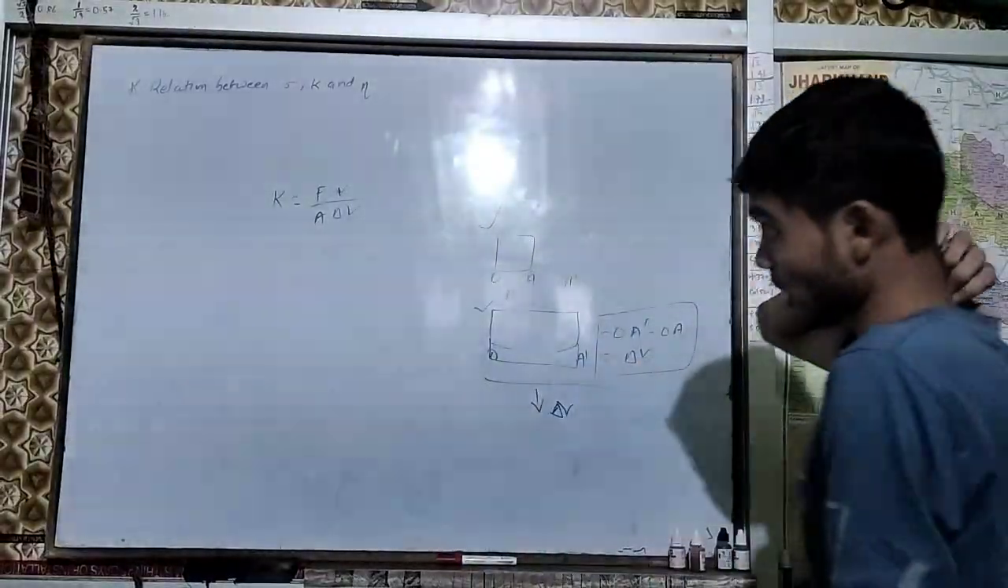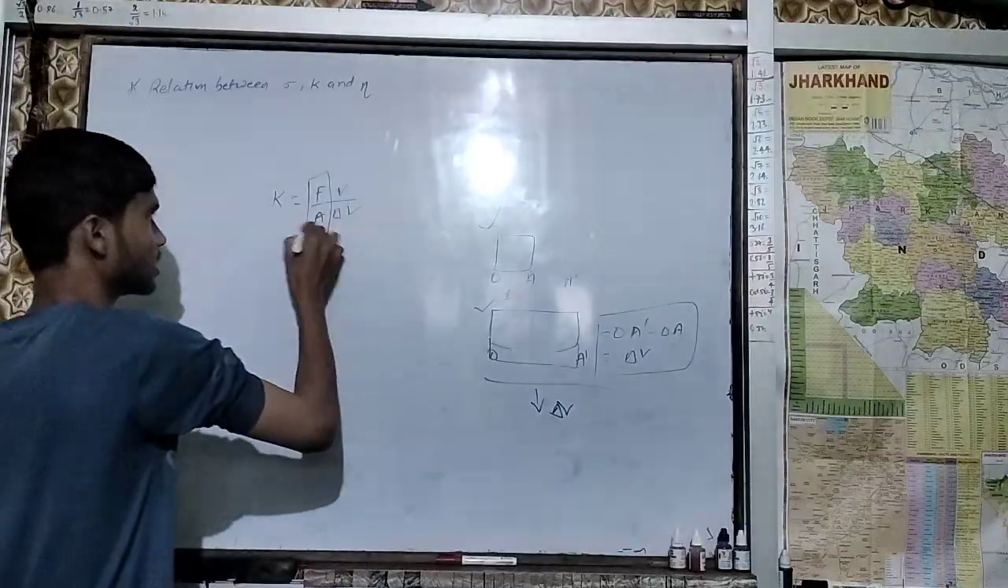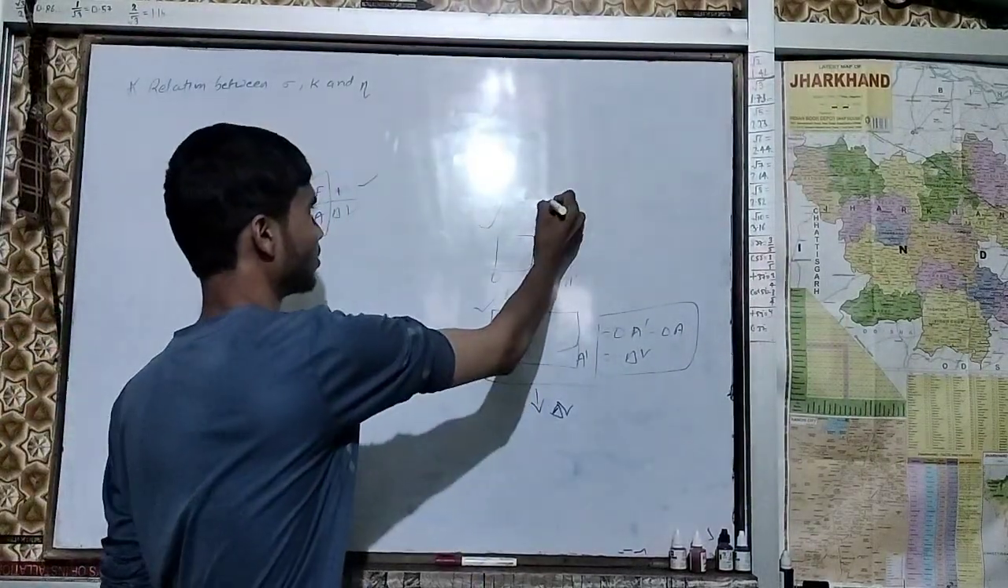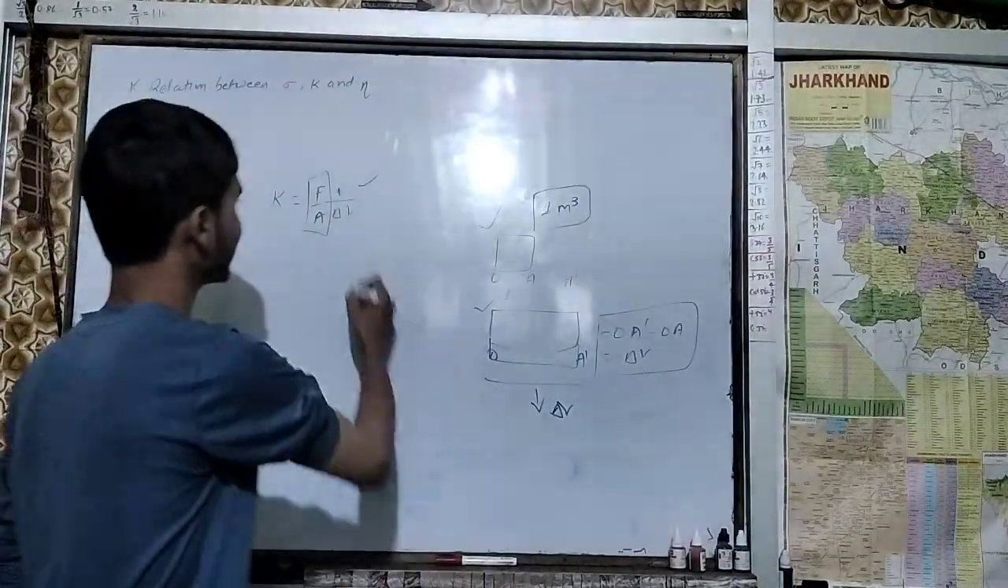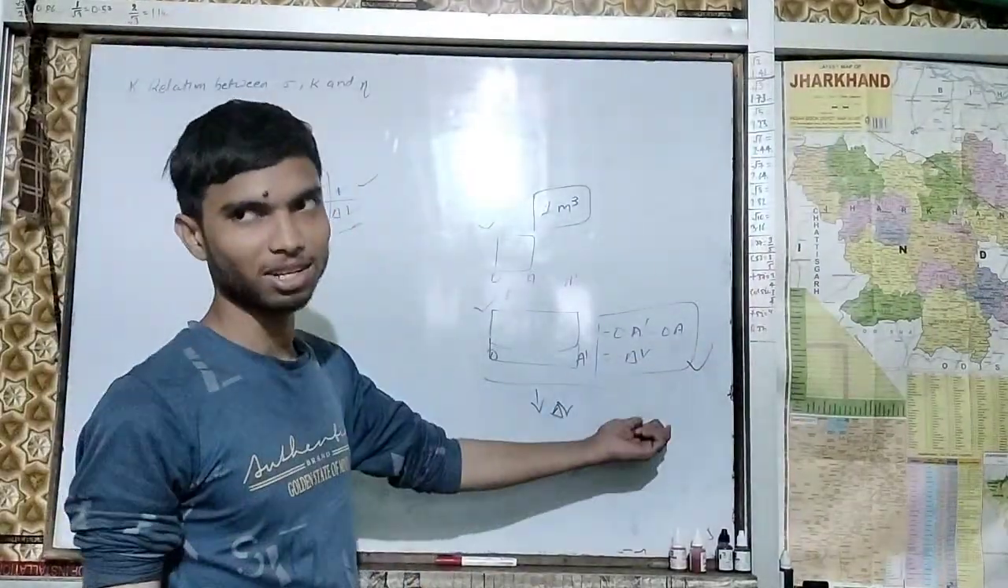Now, what was the requirement? This volumetric stress and this original volume, which is this 1 meter cube. This is the original volume, and the change in volume we will find out from this process.